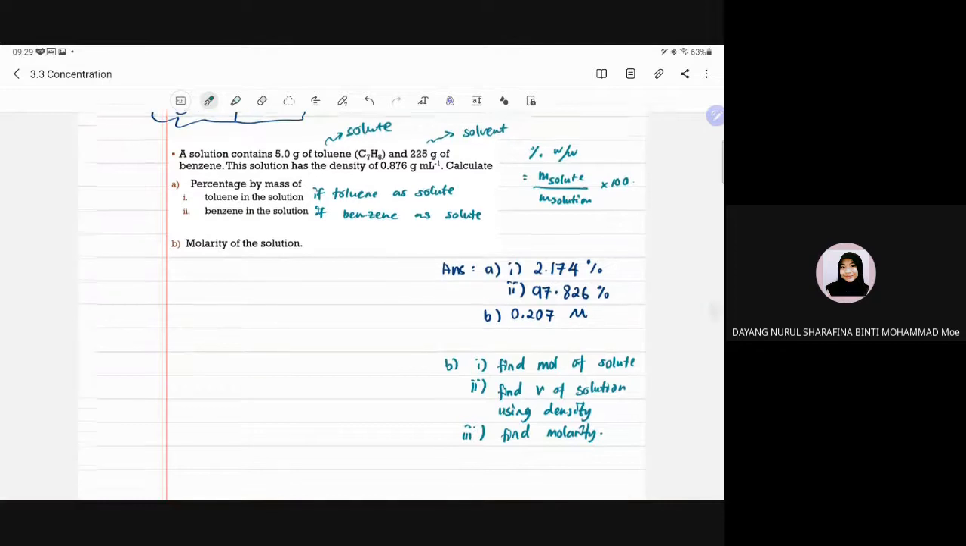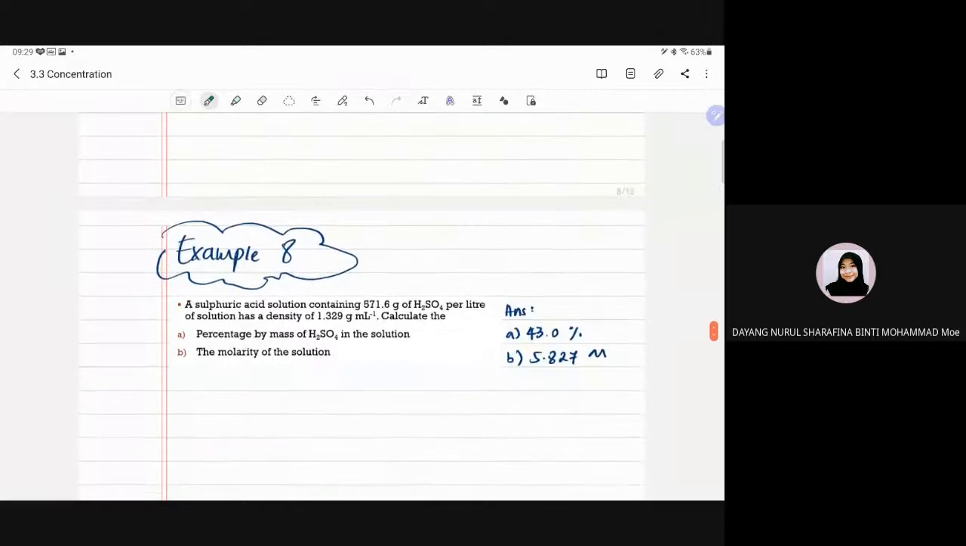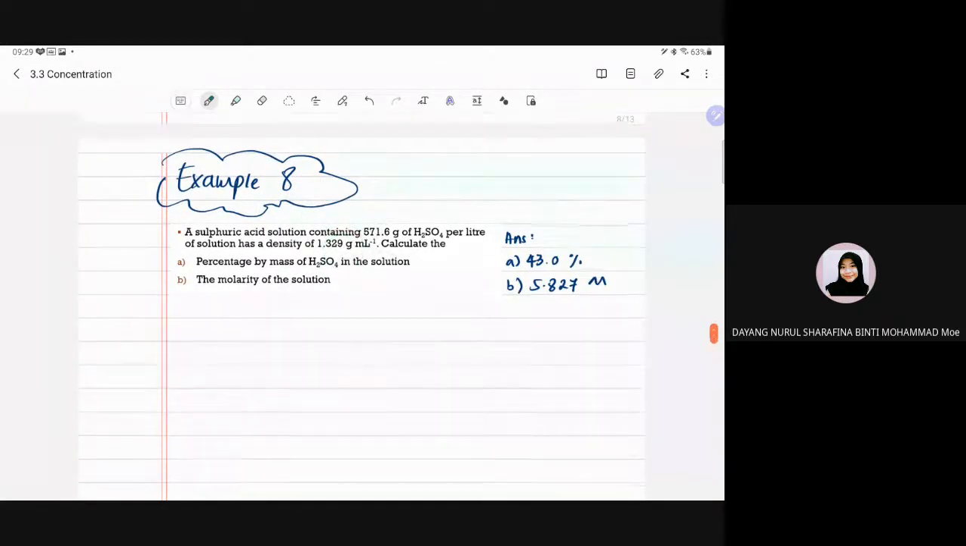Okay. So now let's proceed with the next question. Example 8. Kita ada banyak soalan, sebab chapter ni semua calculation kan. So a lot of exercise. Now, a sulfuric acid solution containing the mass per liter of solution has a density of 1.329 grams per ml. Calculate the percentage by mass of sulfuric acid in the solution and then the molarity of the solution.